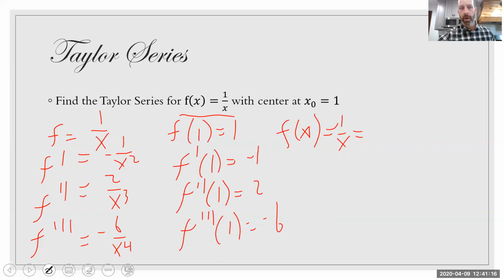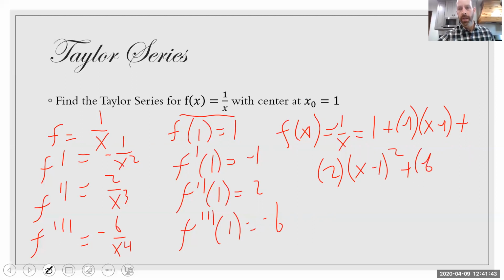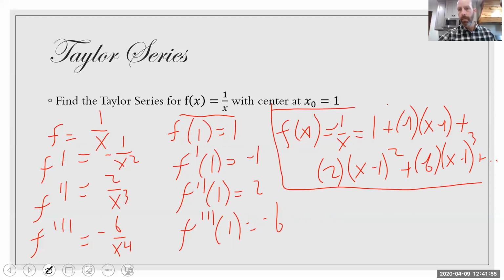You're going to do f of 1, which is 1, plus, now we're going to do the first derivative at 1, so that's going to be negative 1, and then it's going to be x minus 1, plus. And then we're going to do the next derivative, which is going to be 2 times x minus 1 squared, plus negative 6 times x minus 1 to the third, plus dot, dot, dot. And you can clean this up. I'm not going to do that here because it's actually hard to write this in my 10 minutes.